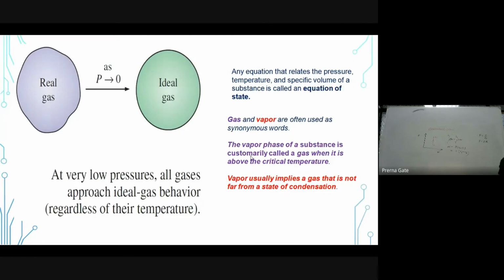Now the vapor, you have seen in many books that gas and vapor are often used as synonyms. The vapor phase of a substance is customarily called gas when it is above the critical temperature. So vapor usually implies a gas that is not far from a state of condensation. Now I will tell you where you can use this ideal gas assumption when we are dealing with steam and refrigerants, and when you can assume them as an ideal gas and use the ideal gas equations and relations in that particular analysis.